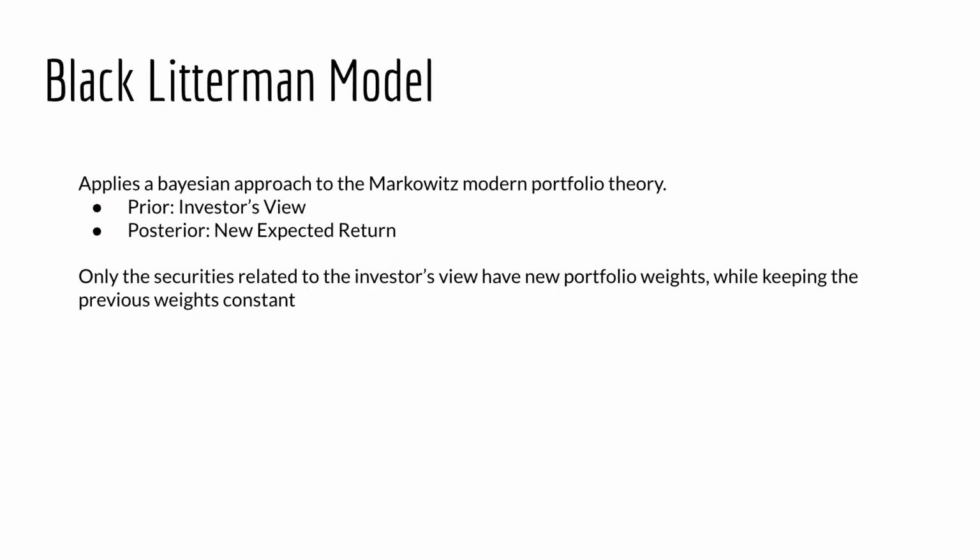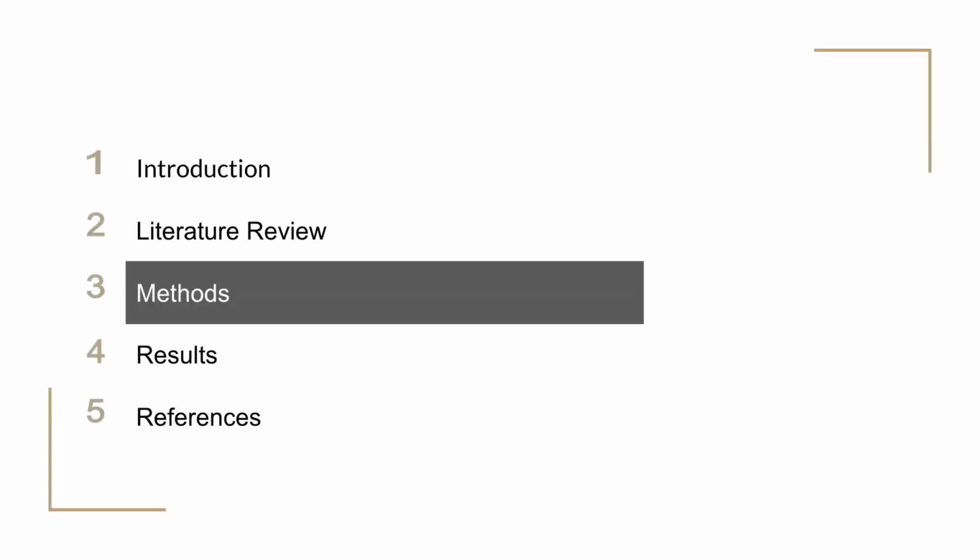The Black-Litterman model takes the prior, which is the investor's view, and two different matrices, the P matrix and the Q matrix, and the posterior is a vector of new expected returns.